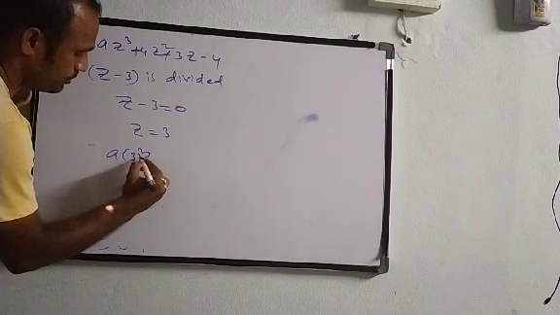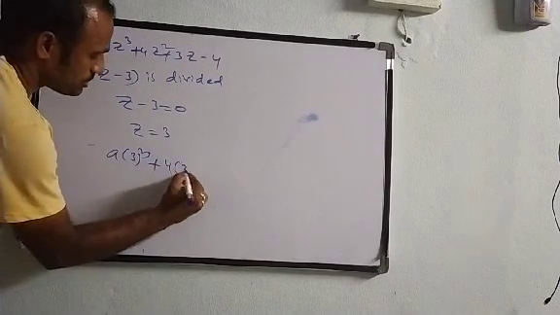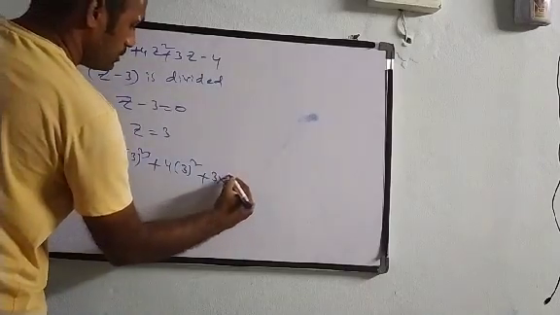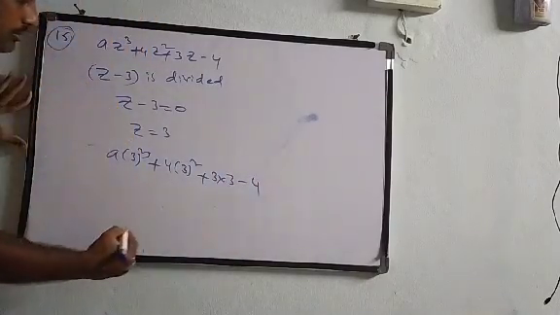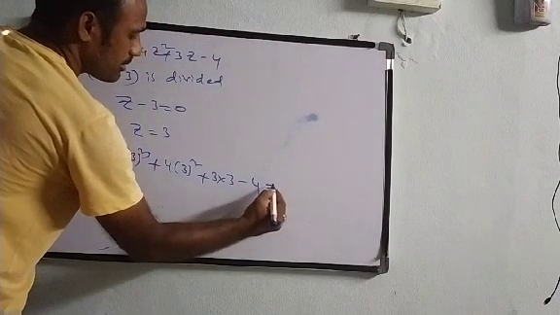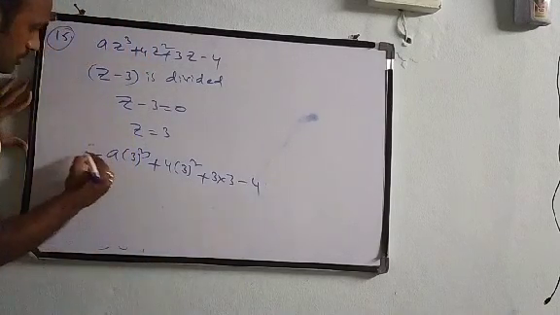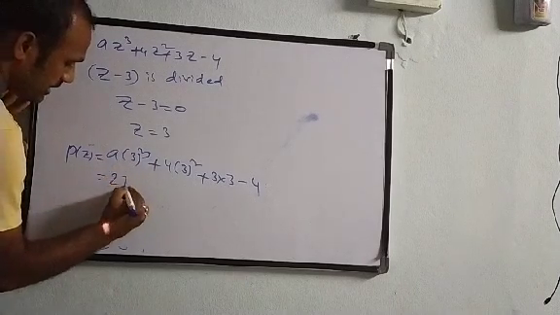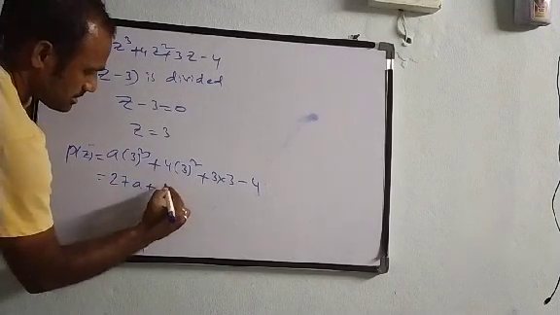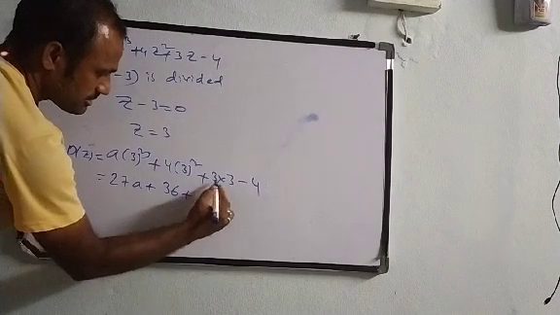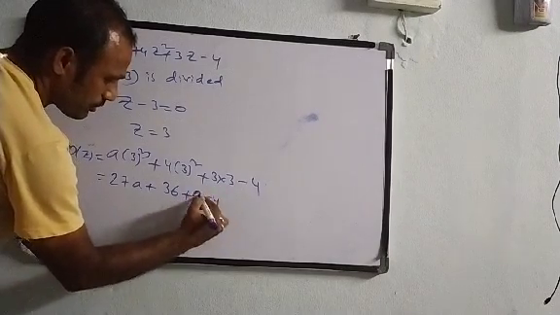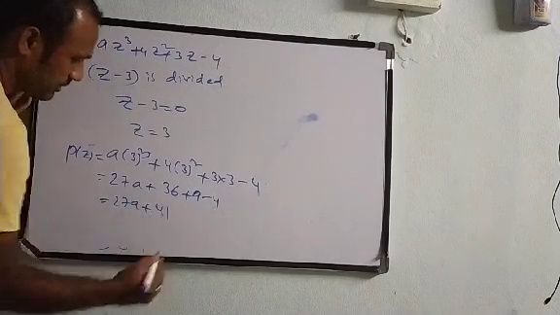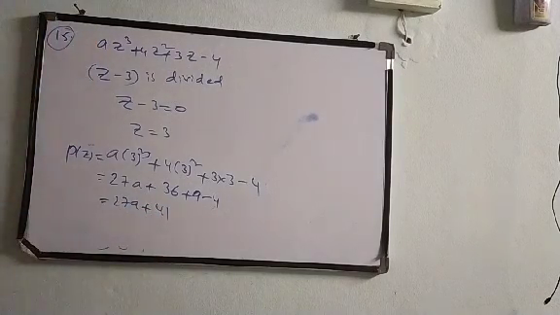3 cube plus 4a into 3 square plus 3 into 3 minus 4. So this can be written as P of z equal to 27 plus 9 into 4a, that is 36a, plus 9 minus 4, 5, that is 41. So 27a plus 41. So this is the first polynomial.